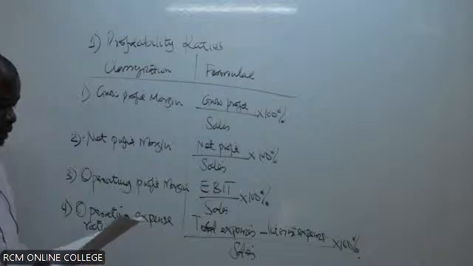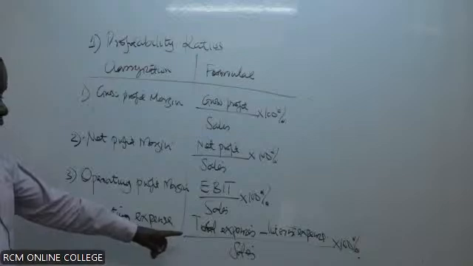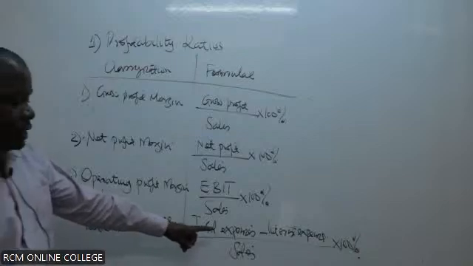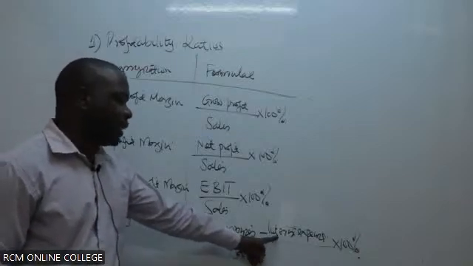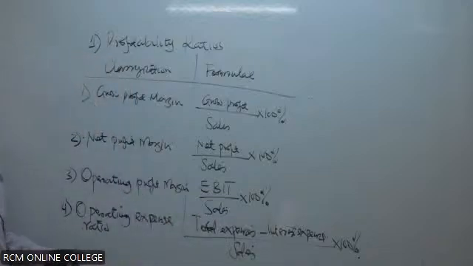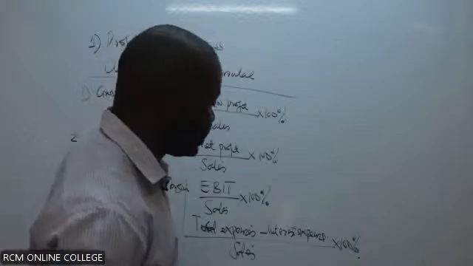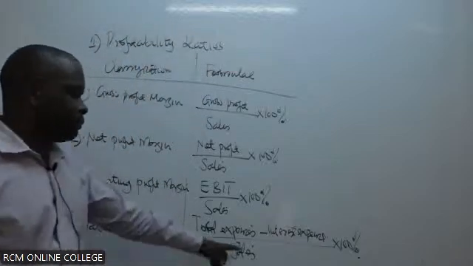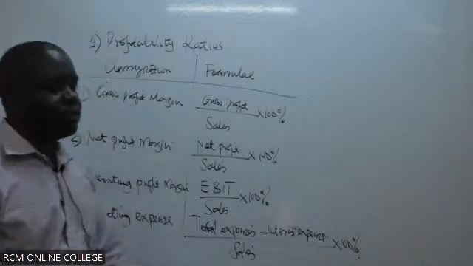I can see you're asking about depreciation. So this is the formula. Don't bring in depreciation. Just eliminate only the interest expense, not depreciation. Don't eliminate depreciation. Eliminate only the interest expense.